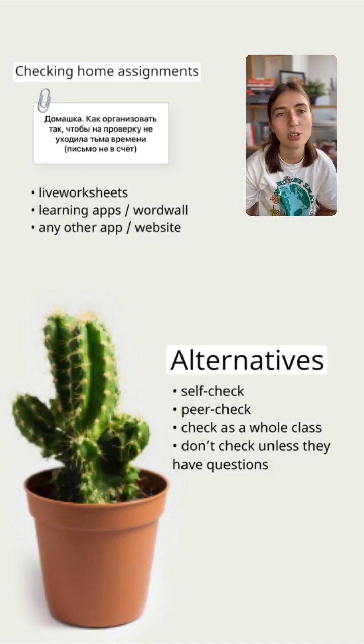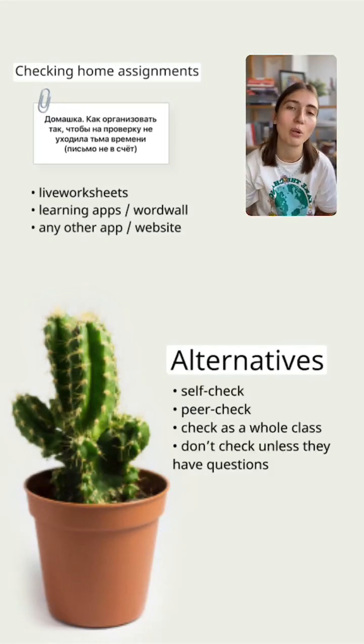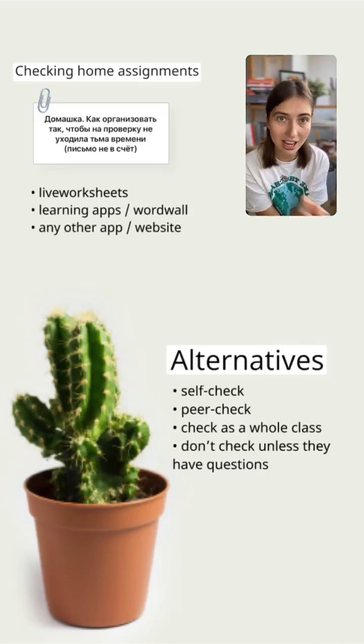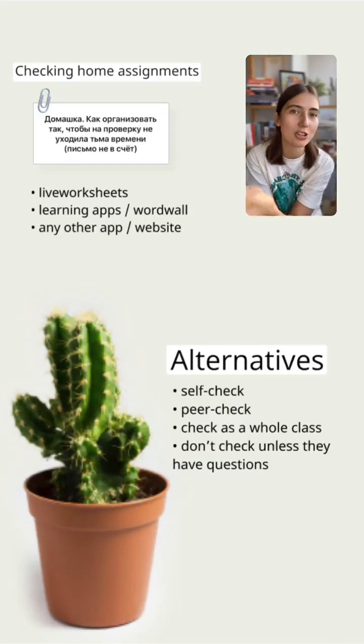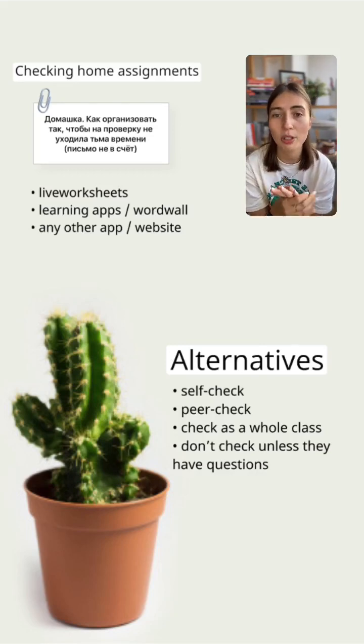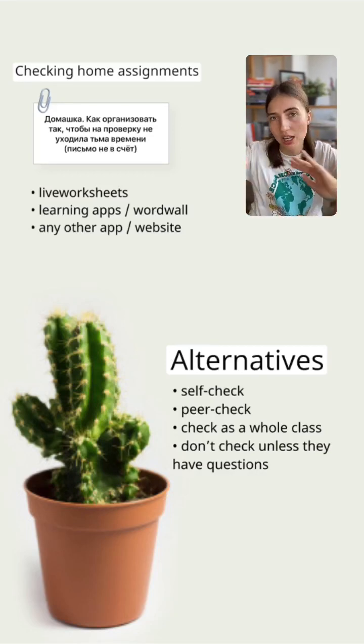Or maybe you can do some peer checking. For example, you give one of the students the answers and they are now a teacher and they can ask each other questions and then check the answers. Why not? You can also check as a whole class. So basically you just ask everyone, okay, what do you think? What do you think? And stuff like that.